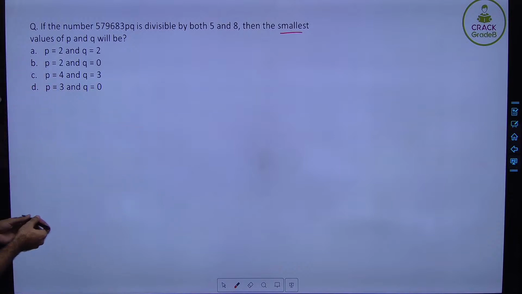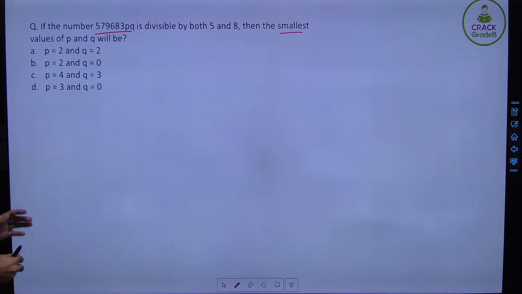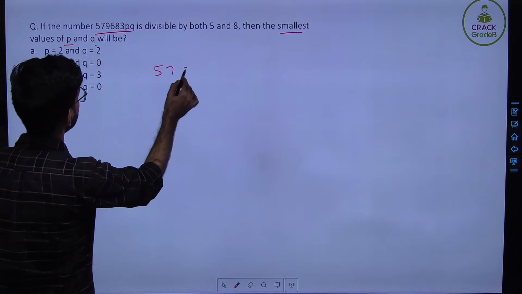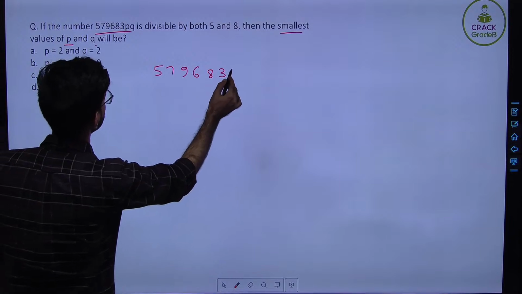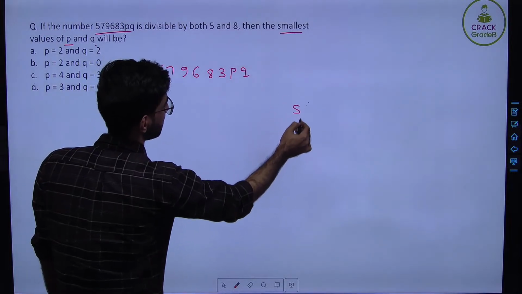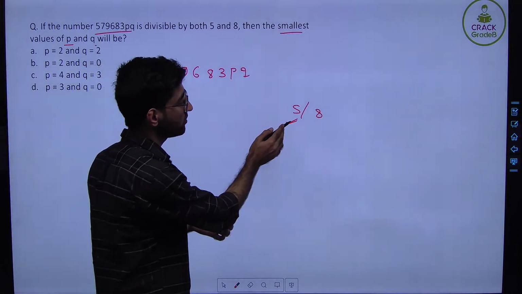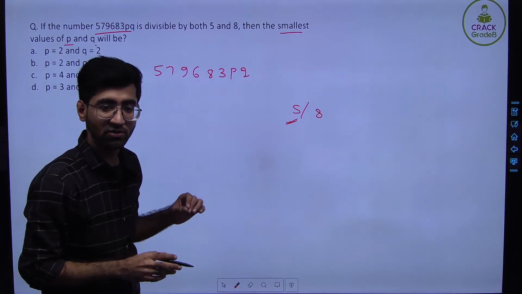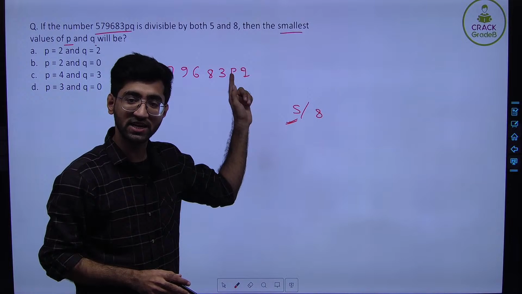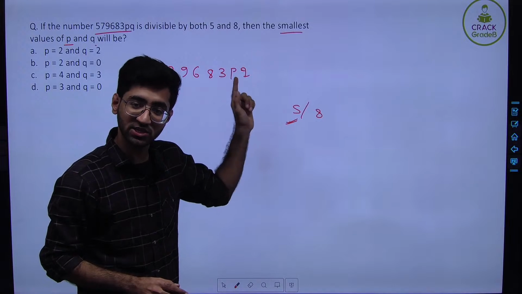Okay, let us look at this question. It has been given that this number is divisible by both 5 and 8, then the smallest values of P and Q. Okay, 5, 7, 9, 6, 8, 3, P, Q. It has been given that this number is divisible by 5 and 8. Okay, let us think about 5 first. What is the divisibility rule of 5? The divisibility rule of 5 is that either 0 or 5 must be present at unit place.